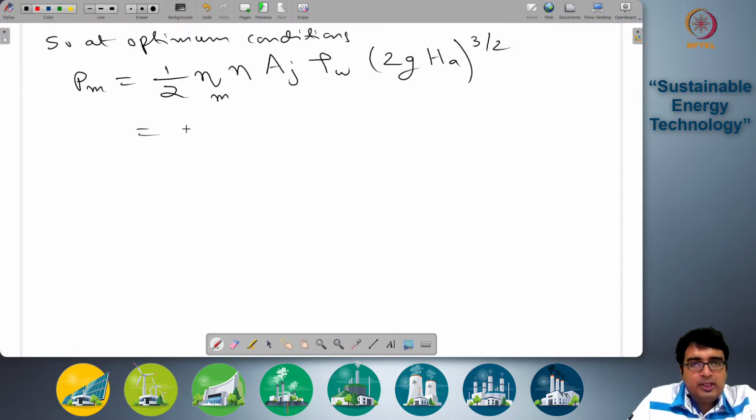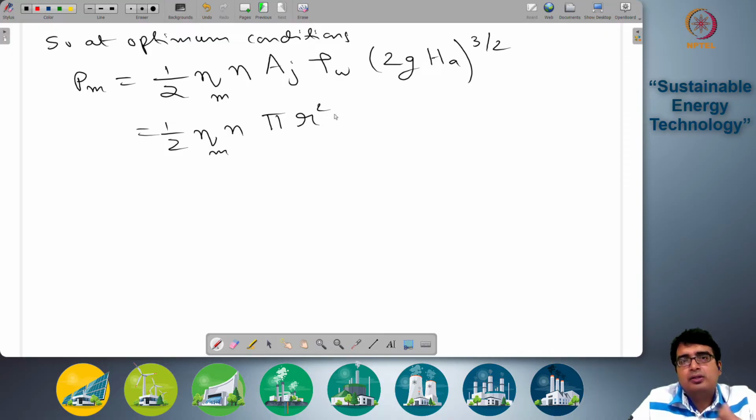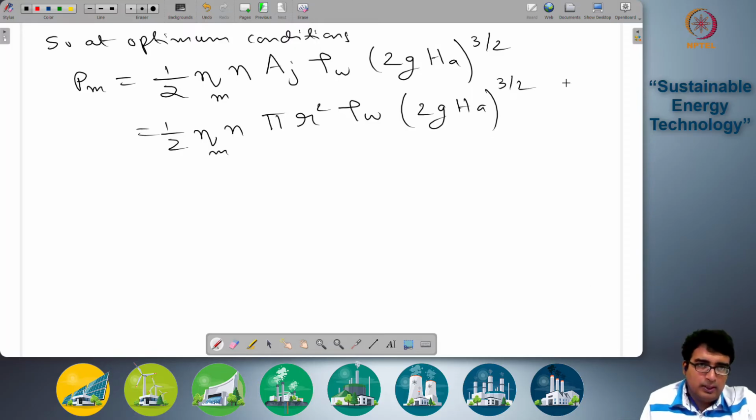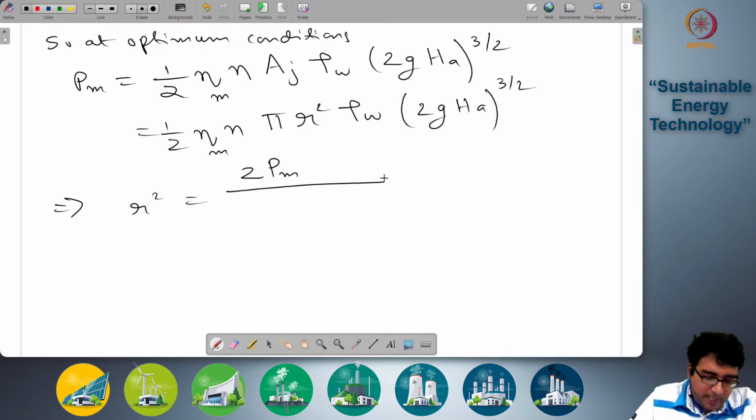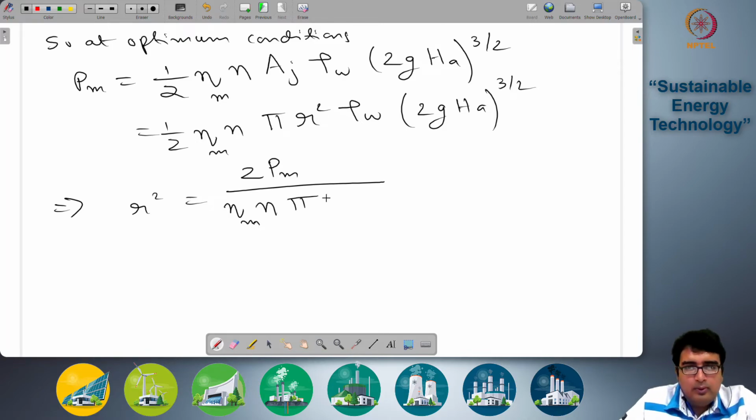And what is the available jet area? Which is half eta m n into pi r square, where r is your nozzle radius, density of water, 2G HA to the power 3 by 2. Okay, this implies r square is 2 of the optimum power, maximum power, divided by eta m n pi rho w 2G HA to the power 3 by 2. Fine.